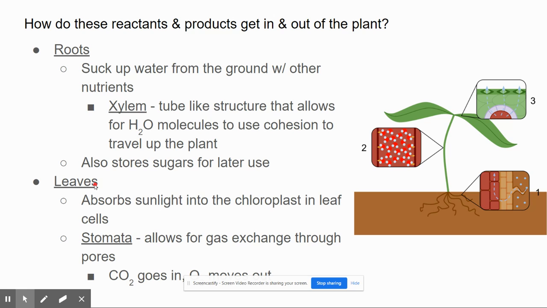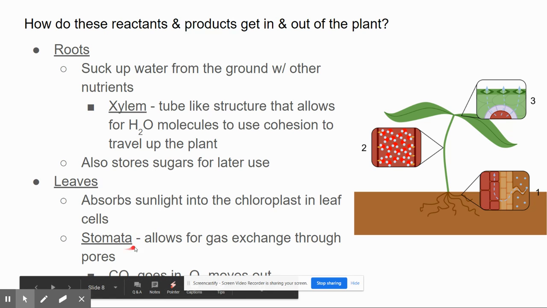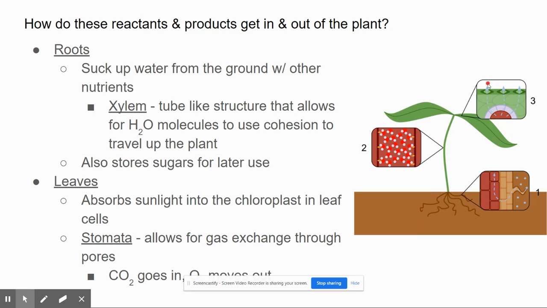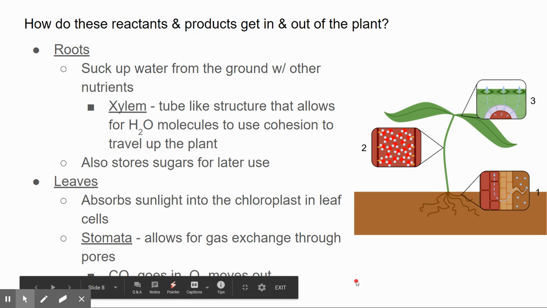Our leaves are going to absorb sunlight into the chloroplast in the leaf cells. If we remember back to the opener, our chloroplast is our cell organelle that allows for photosynthesis. Our stomata is also located on a leaf. This is just a pore that allows for gas exchange. So this allows for oxygen to leave the plant and for carbon dioxide to go into the plant. So CO2 goes in, oxygen moves out.